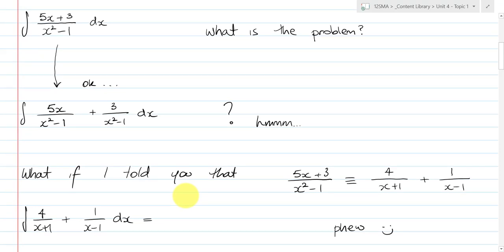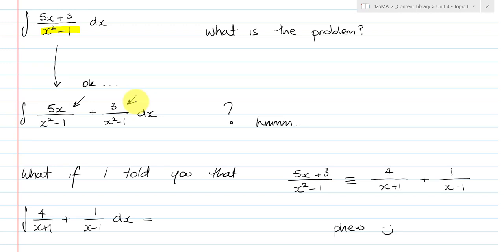Here's an example of a partial fraction. Now the integral of 5x plus 3 over x squared minus 1 dx looks a lot like something that we've dealt with before, where you've been asked maybe to separate the numerator and divide each component of the numerator by the denominator. But the difference is that the denominator in this case has two terms, and that makes it really hard to integrate. Maybe we could find a rule on the formula sheet to integrate that, but there's an easier way, and that is to do with partial fractions.